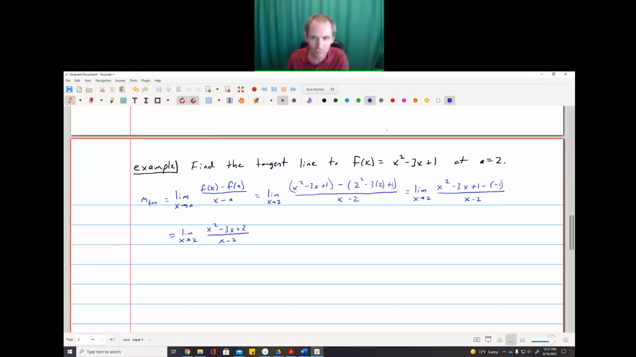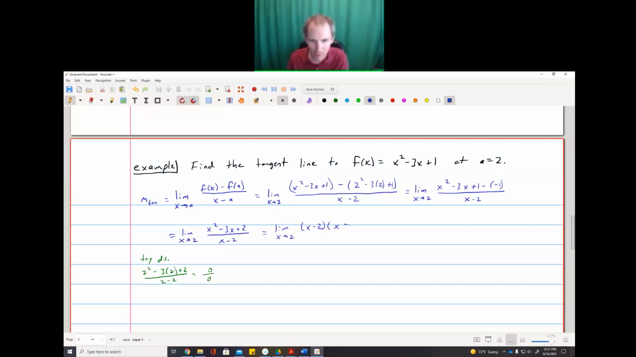over x minus 2. And what we did in the last chapter when we were working with limits, my suggestion was to always try direct substitution and see what happens. So if I try direct substitution, I get 2 squared minus 3 times 2 plus 2 in the numerator, 2 minus 2 in the denominator. And the numerator, 2 squared minus 3 times 2, right, that's 4, minus 6 plus 2 gives me 0. Okay, so that tells me that I can't do direct substitution, but it also tells me that x minus 2 will be a factor in the numerator.